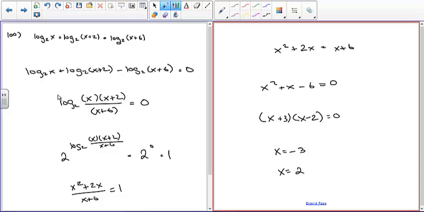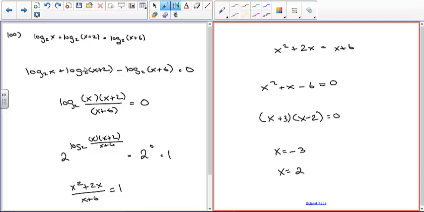Now the question is, can I use either one of these? Does one get eliminated? Well, if you go back to the original expression and you plug in x equals negative 3 here, the domain is x has to be greater than 0 for this one to be valid.